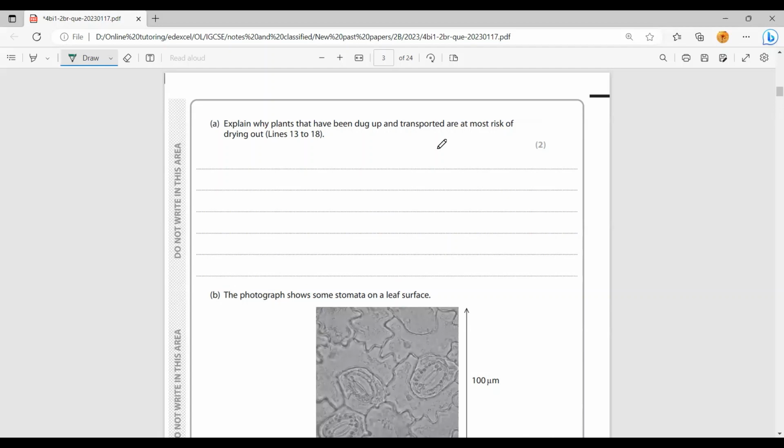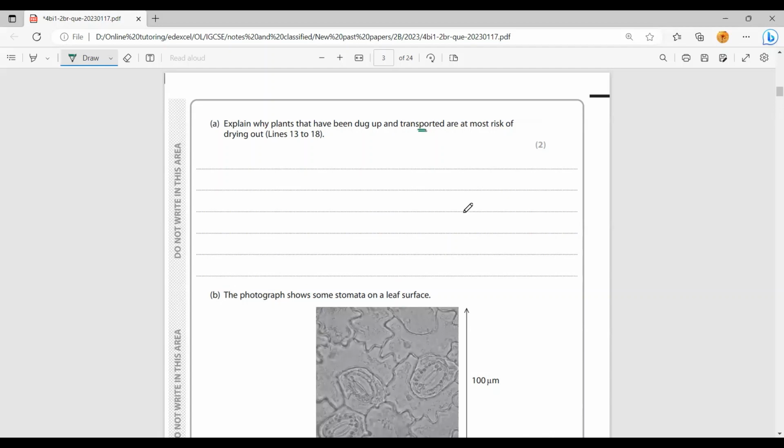Take the water. The absorption of water, because the roots can be damaged. By the way, when they remove the plant from the soil, the roots can be damaged, so the absorption of water will be affected. And also after that, the water that is lost by transpiration will not be replaced. Okay, it says here dug up and transported, the plant itself.